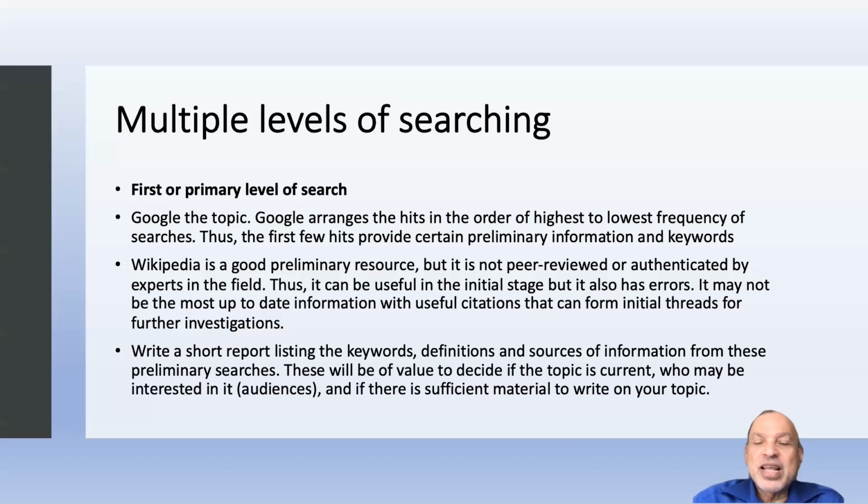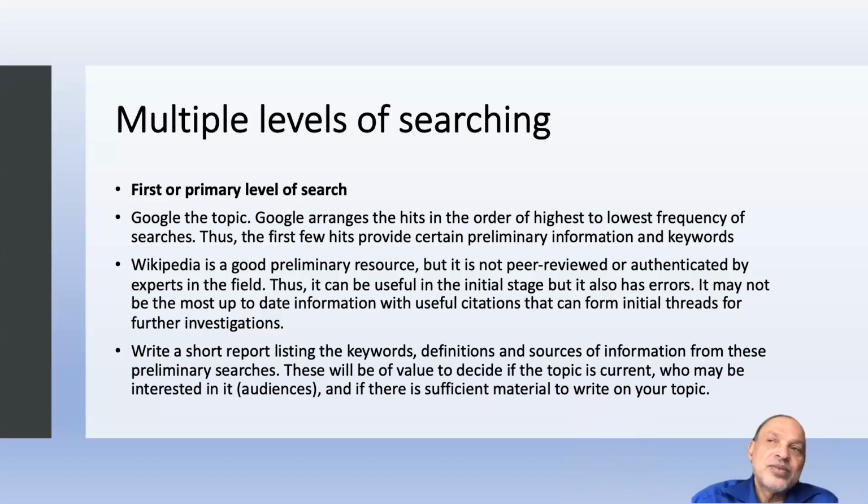Now, there are multiple levels of searching, and I call them the primary, secondary, and tertiary levels of search. And so the primary level of search is, for example, Google. Right? You type in plastics pollution in Google, and it will come back with hundreds and hundreds of references. And it says, hey, it has been published here, and so on and so forth.